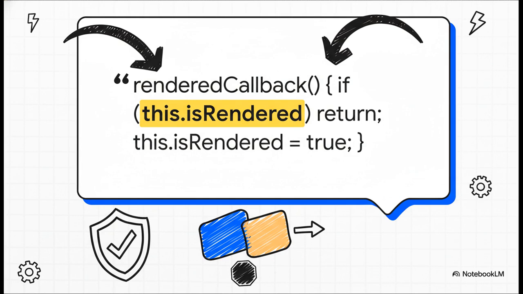And this code snippet shows you the perfect solution. This pattern is called a guard clause. It's so simple but so powerful. We just create a flag, something like this dot is rendered. The very first line of our method checks it. If it's already true, we just exit immediately. If not, we flip it to true and then we run our logic. This simple little pattern guarantees our code only runs one time, and it completely prevents that nasty infinite loop.